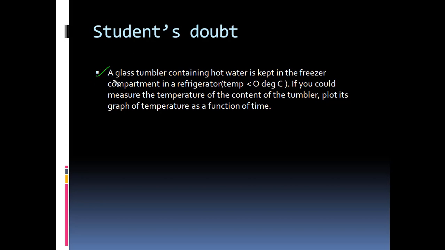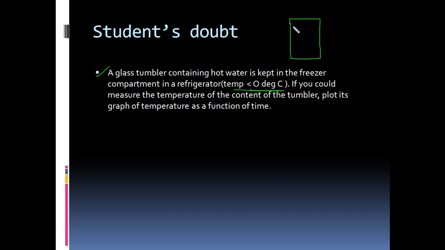The question is, a glass tumbler containing hot water is kept in the freezer compartment in a refrigerator. Now the freezer compartment temperature is less than 0 degrees centigrade. If you could measure the temperature of the content of the tumbler, plot its graph of temperature as a function of time. So here the question is asking you, suppose this is a refrigerator.